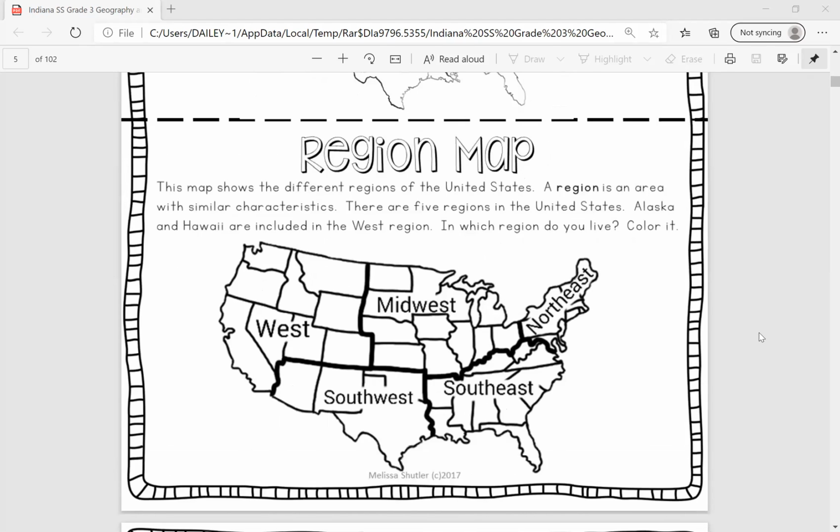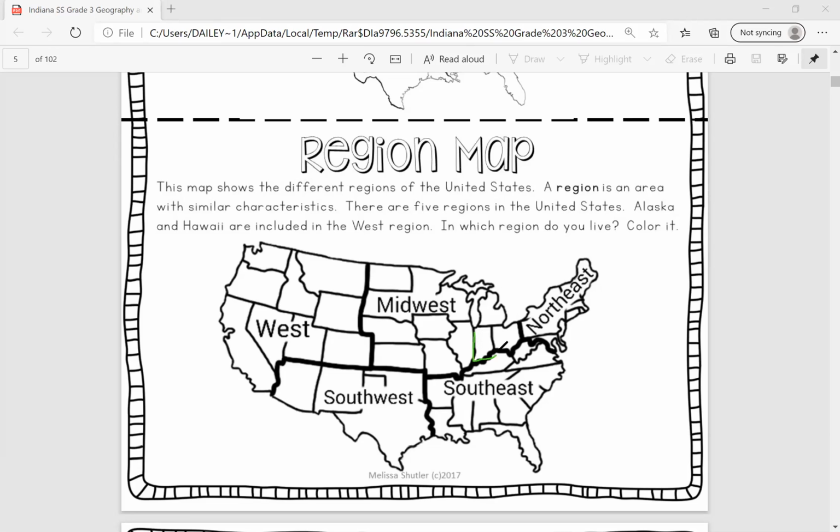Region map is our third type of map. This map shows the different regions of the United States. A region is an area with similar characteristics. There are 5 regions in the United States. Alaska and Hawaii are included in the West region. In which region do we live? Try to find Indiana in there. Yes, we live in the Midwest region.